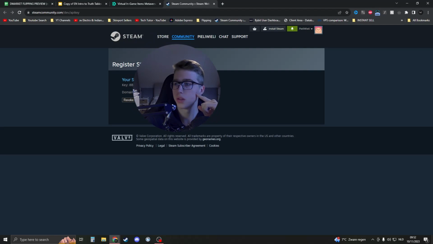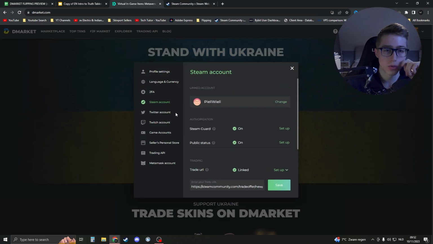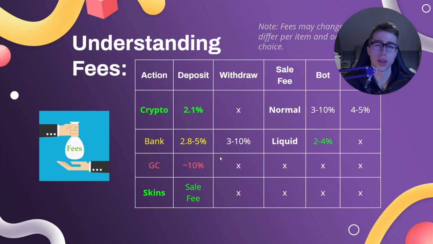So you need to create an API key and then paste it right here. In that way you have done everything, and I recommend enabling 2FA. Basically, you get a code on your phone with the Authenticator app. It just makes sure that your account is very safe. Okay, now we have the fees.